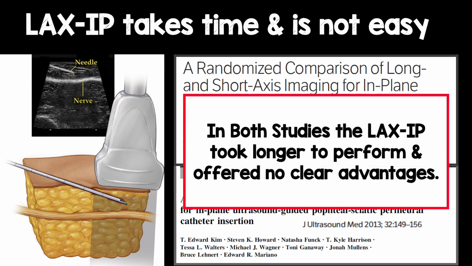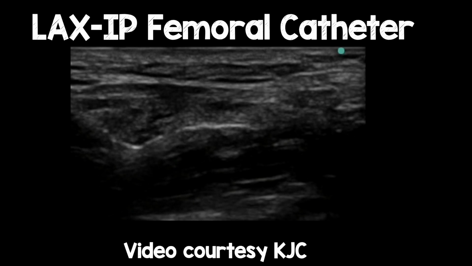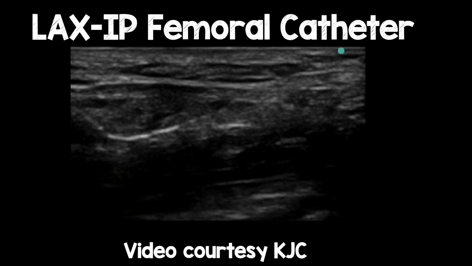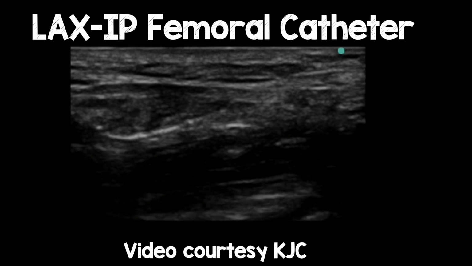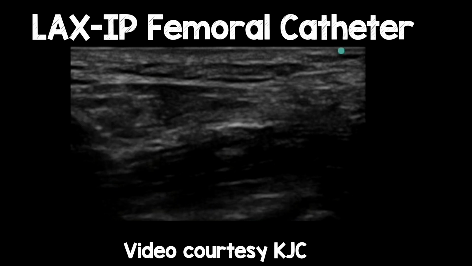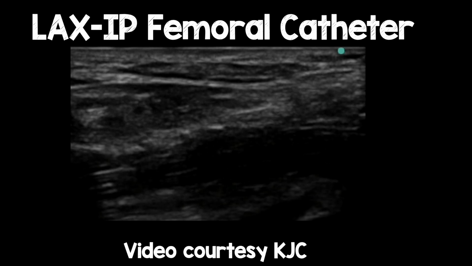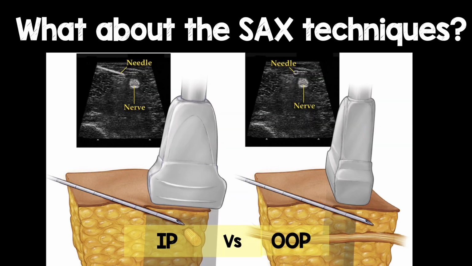And what did they conclude? In both of these studies, they concluded that the long axis in plane took longer to perform and offered no clear advantages. Here's an example of a long axis in plane femoral catheter being sited. This video has come courtesy of Professor Ki-Jin Chin. You can see you've got part of a view of the long axis of the femoral nerve and the catheter coming in. It's difficult to keep the nerve and the catheter and the needle in view all at the same time. So what about the short axis technique?